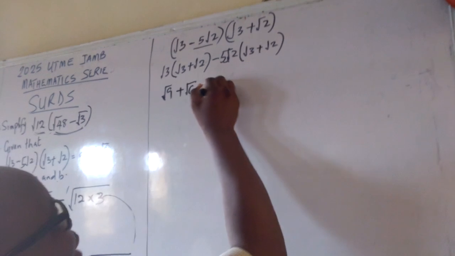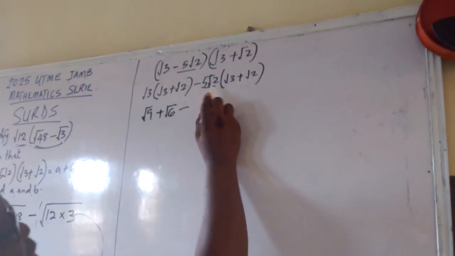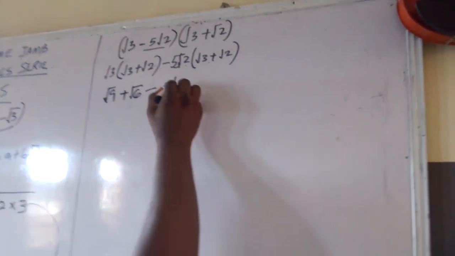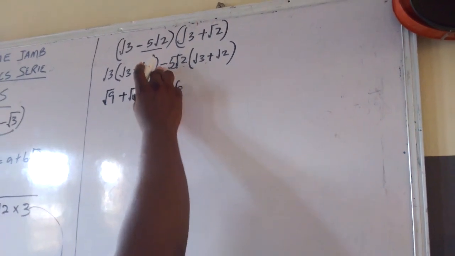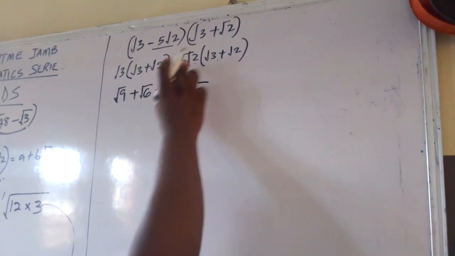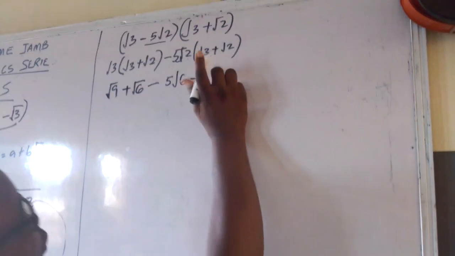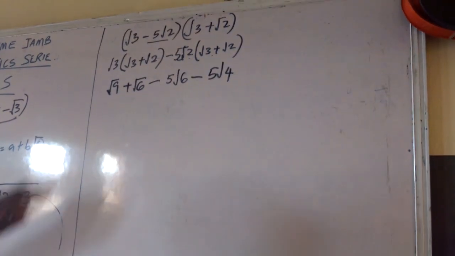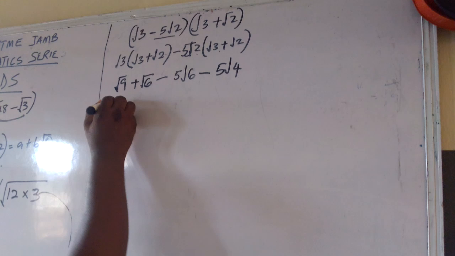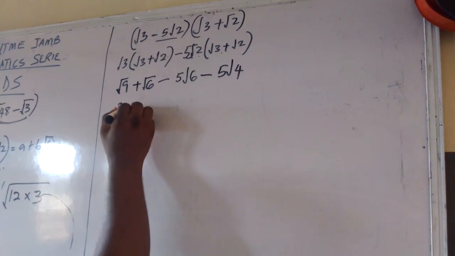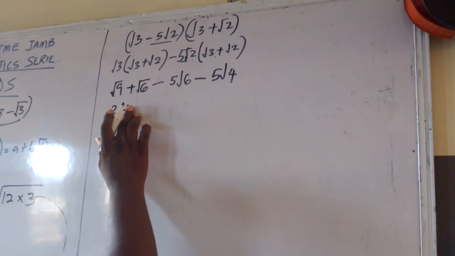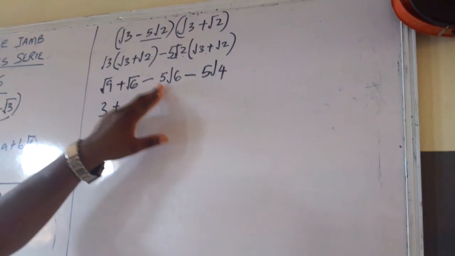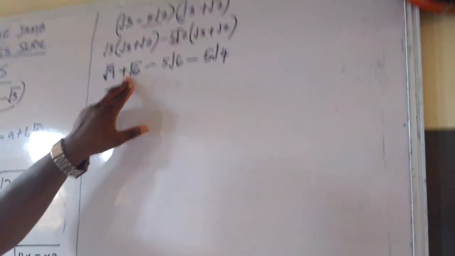I have my minus here. 5 root 2 times root 3 gives me 5 root 6. Minus times plus is minus. 5 root 2 times root 2 gives me 5 root 4. So I continue. What is the square root of 9? That gives me 3. Plus 1 root 6 minus 5 root 6, minus 5 root 4.